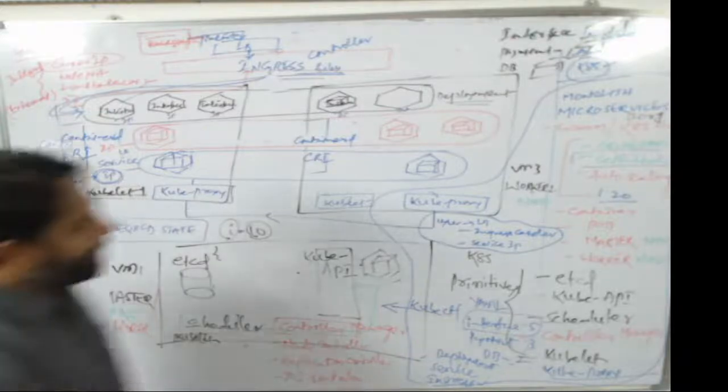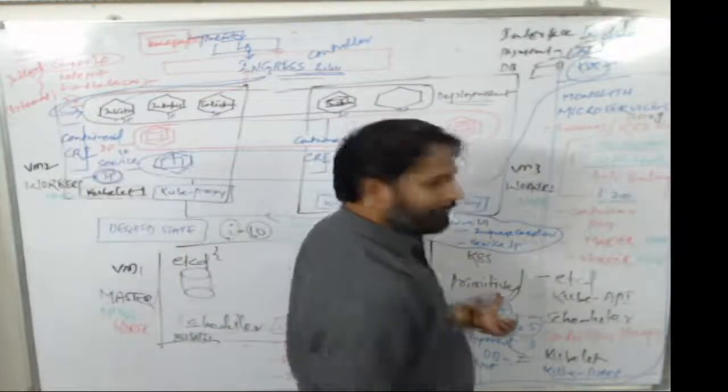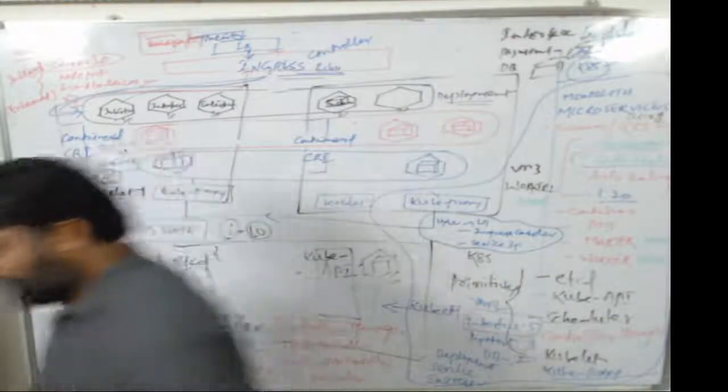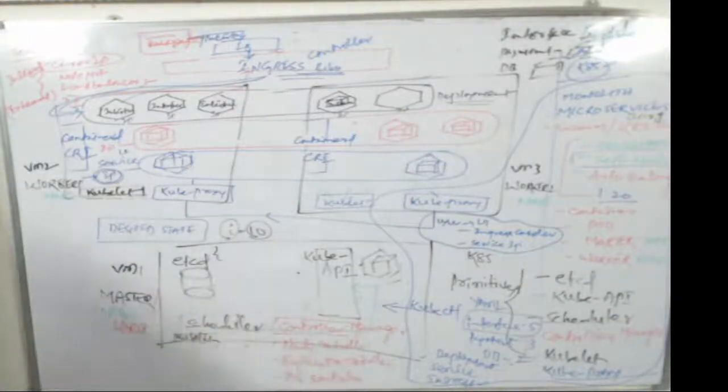Then you have 6 primitives, or the basic components. ETCD is a key value store. That's the heart of Kubernetes. Is it the heart or brain? Heart. That's very nice. Okay. ETCD stores everything, that's what you're saying.